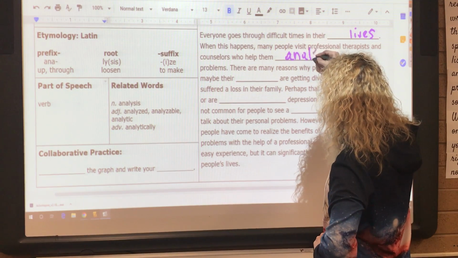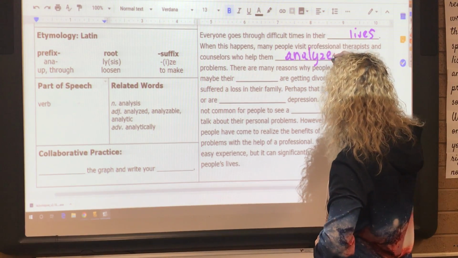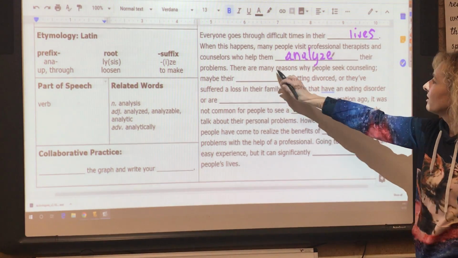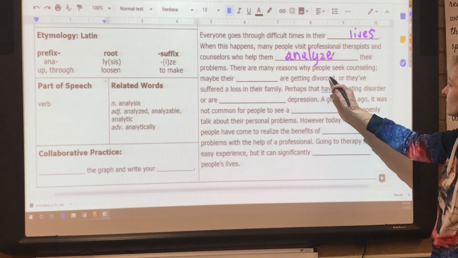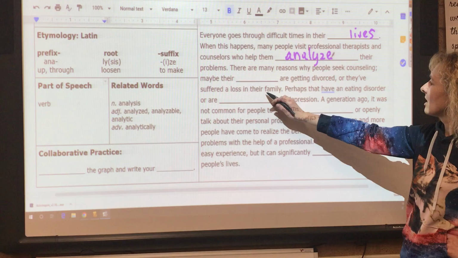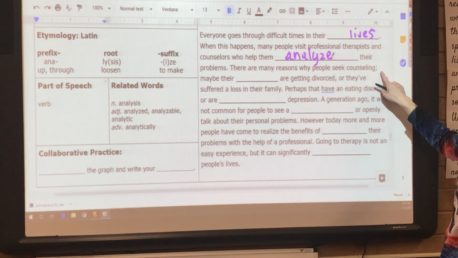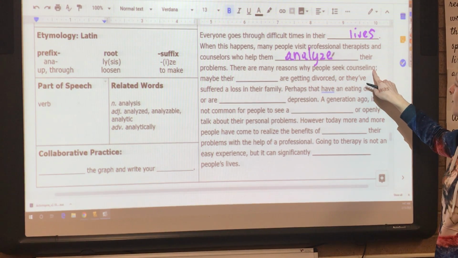So analyze, you're just not going, oh, I have a problem. You're looking at it, seeing what's going on. There are many reasons why people seek counseling. Maybe they're blank or getting divorced, or they've suffered a loss in their family. Is this semicolon used correctly? We'll come back to that.